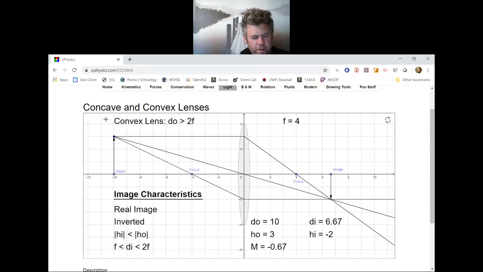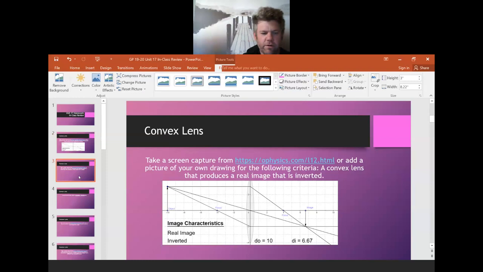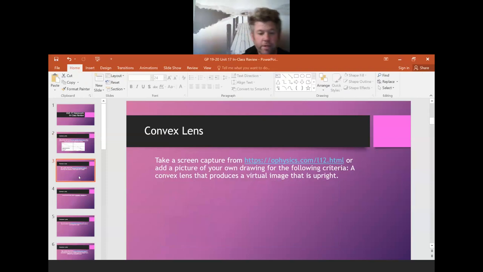We'll copy that. We'll go to physics. Boom. Size that thing down. You get the gist of it, I think, right? Boom. All right. That would be a real image that is inverted. All right. Next one up.